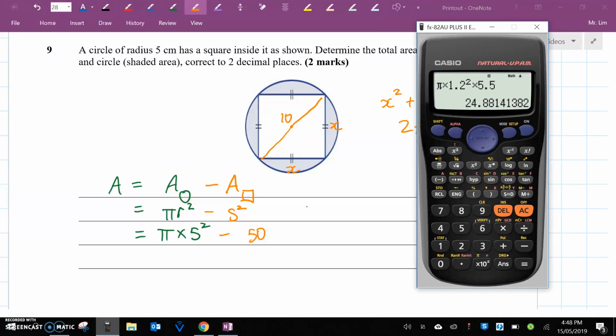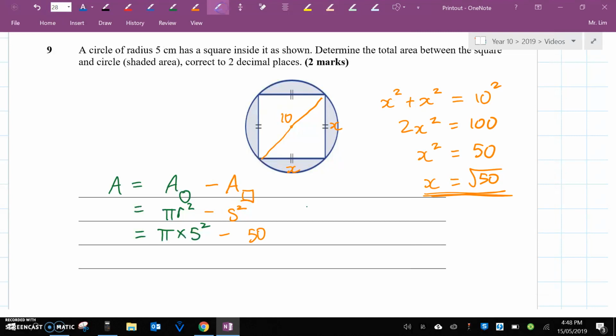So we can put that into our calculators. Pi times 5 squared minus 50 is 28.54.